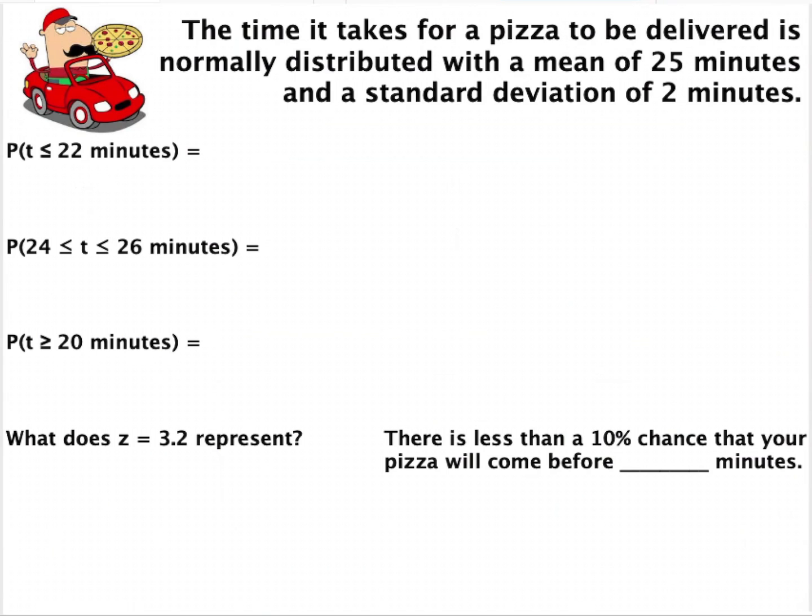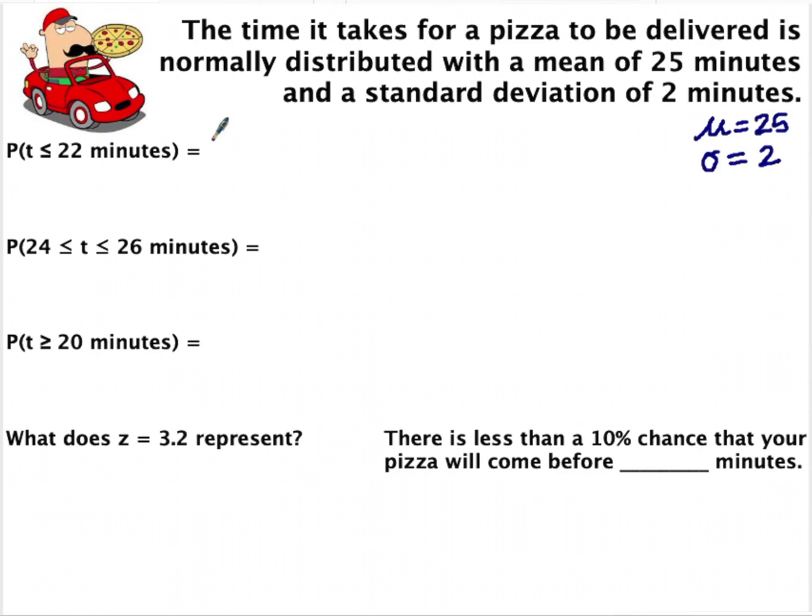Let's start a new example. The time it takes for a pizza to be delivered is normally distributed with a mean of 25 minutes and a standard deviation of 2 minutes. What is the probability that we order a pizza and it comes before 22 minutes, that the time is less than or equal to 22 minutes?